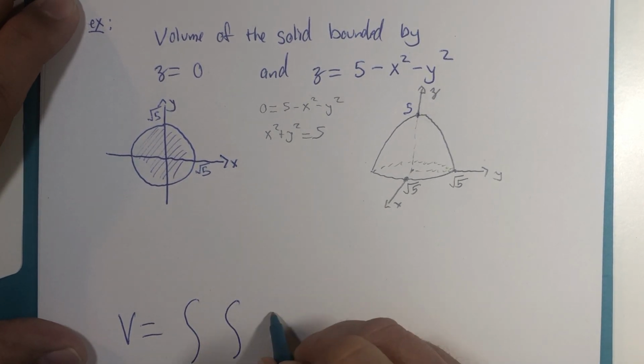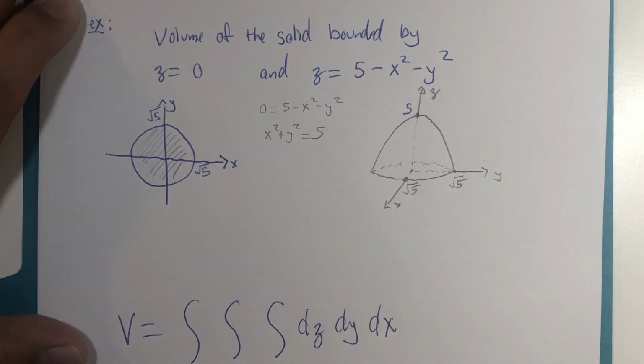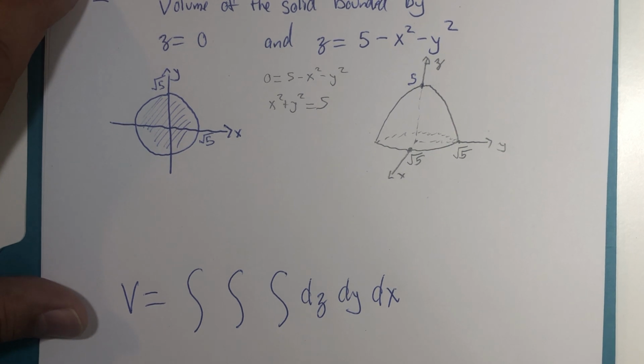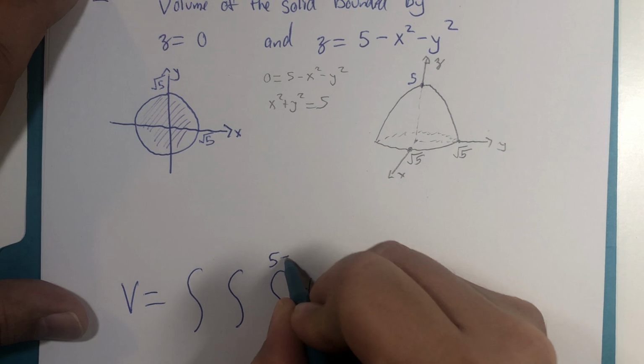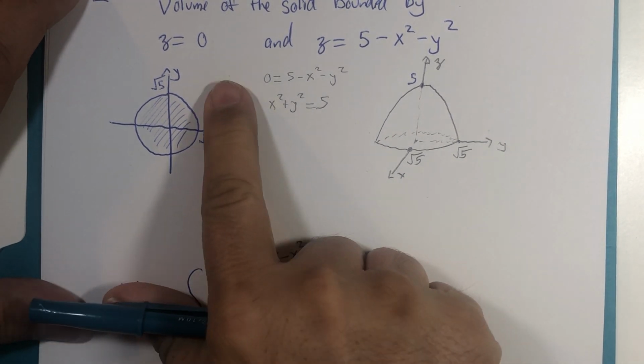So if I want to set up my triple integral, 1, 2, 3, dz, dy, dx, z goes from 0 to 5 minus x squared minus y squared, and that's provided with the information above.